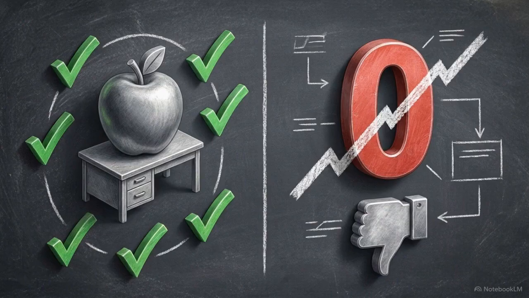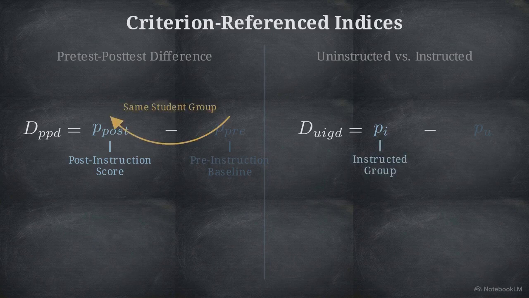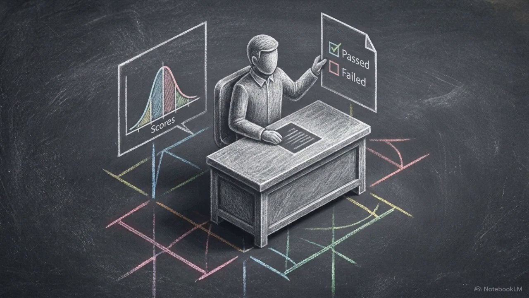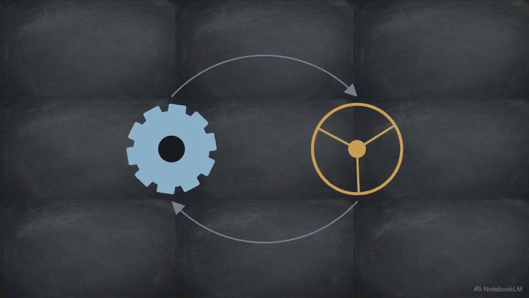Under traditional psychometrics, a 0 indicates total item failure. The mathematical model actively penalizes the teacher for achieving perfect instructional success. This visual shows alternate formulas, specifically designed for criterion reference testing. They compare post-instruction scores against pre-instruction baselines, or instructed groups against uninstructed groups. A mathematical metric built to measure peer-to-peer variance is completely useless when your true goal is measuring an item's sensitivity to instruction. The dual-engine approach creates a continuous operational loop.